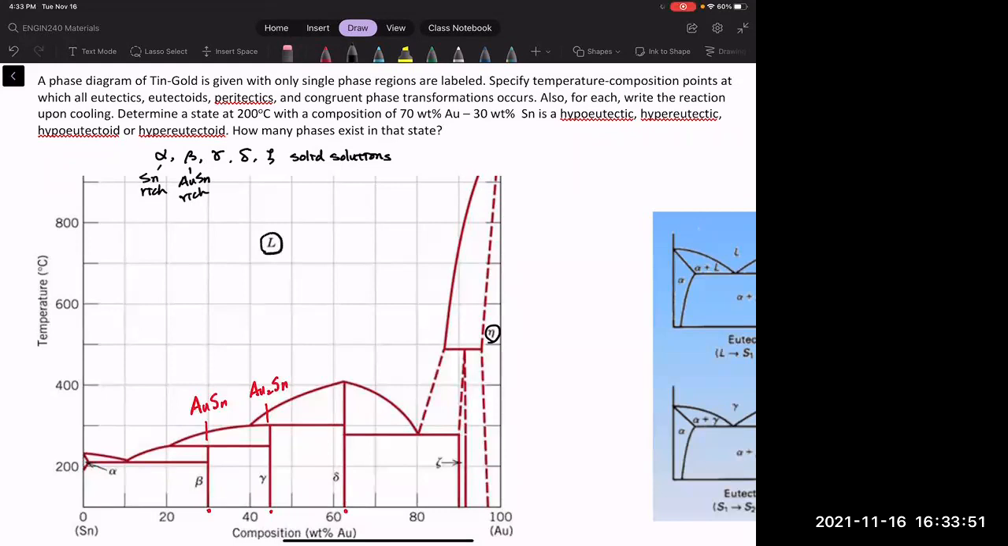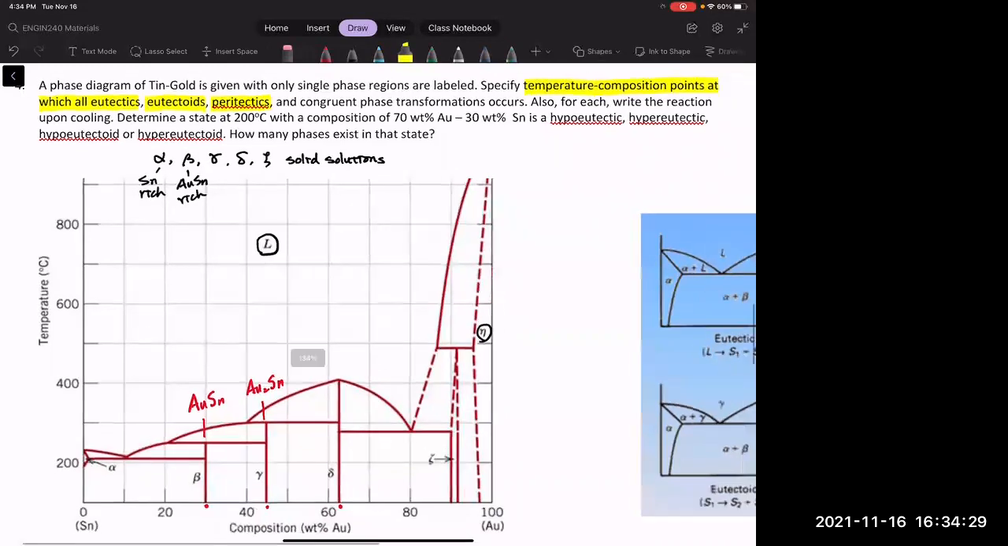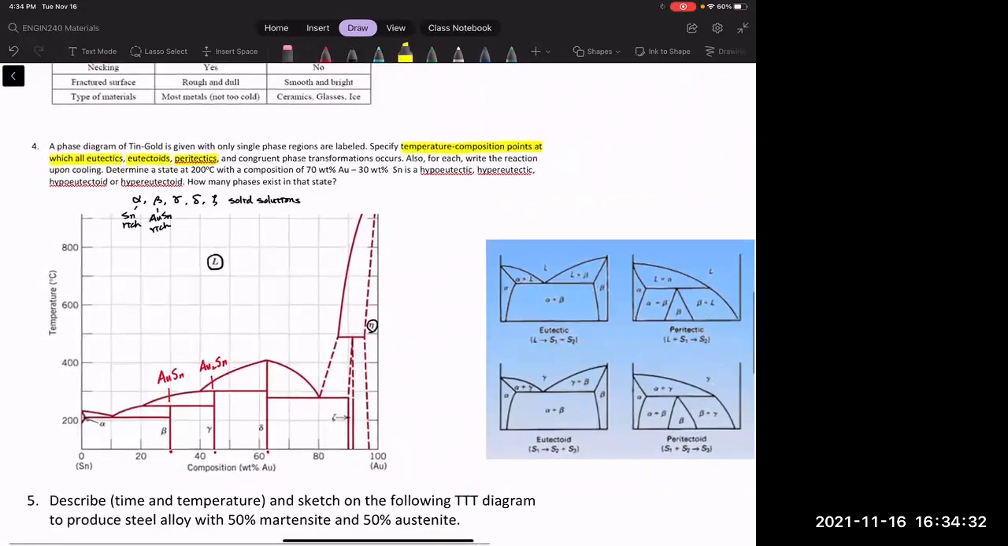This here is the largest region, which is the liquid, meaning at a certain composition, you can find at what temperature it will become a liquid. Now we want you to specify the temperature and the composition point at which you have a eutectic, eutectoid, and peritectic. To find those, you need to know what the difference between them is. So over here, I found a picture to show you the difference.